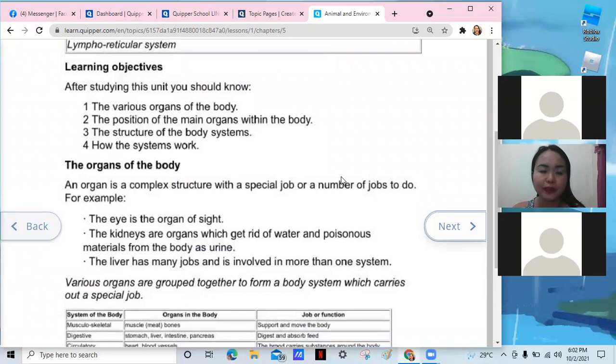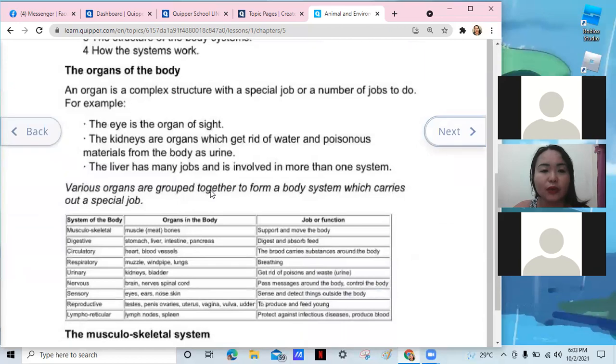In this chapter, we are going to learn the functions of these organs, where we can find them in different animals, and the structure and how the system works. So what are organs? Again, complex structures with a special job or number of jobs to do. For example, the eye is the organ of sight, and the kidneys are the organs which get rid of water and poisonous materials from the body as urine, the cleansing of our body. That's why we should take care of our kidneys.